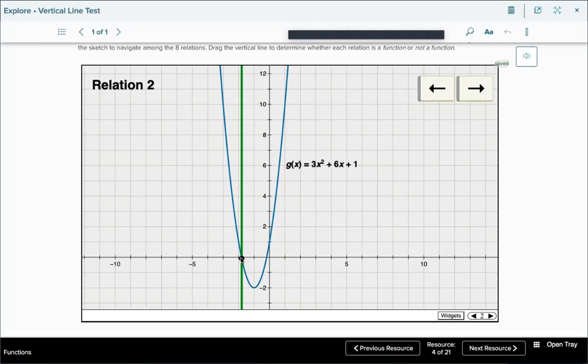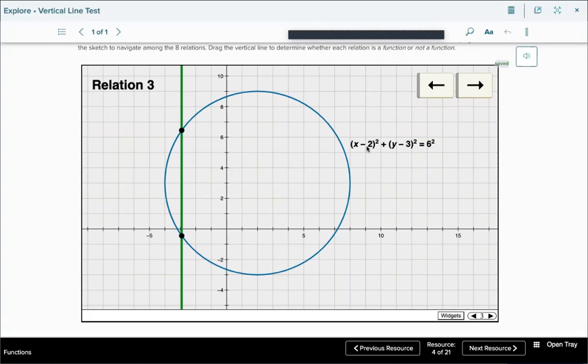Relation 2. Look at my vertical line test. It's touching one time, oh, black dot. Still only hitting one time, even though it's curvy. Now notice this is g of x. We just named this function g. It's different than the function that we saw before. We just called that f of x. This is just function g of x. Let's look at another one.